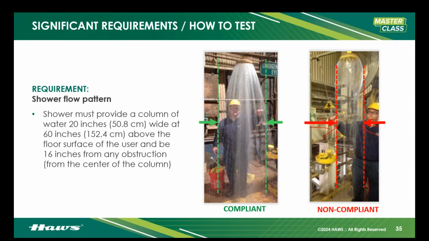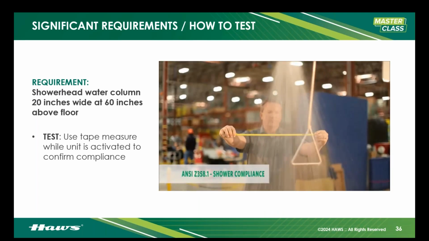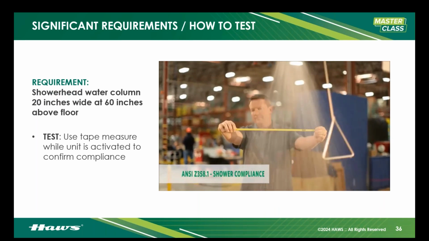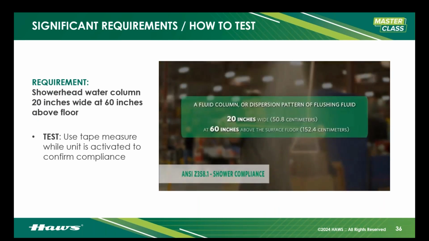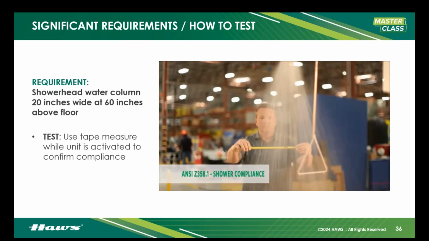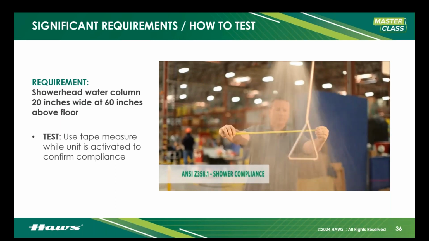Watch out, it's very sneaky, and it's a big issue that I hope is taken more seriously in the future. Also, the center of the column of water has to be clear of obstruction by 16 inches from the center, just to ensure that there's nothing obstructing the area you can easily walk into. Now the shower head. This is my buddy Bill. He's measuring across the flow pattern, ensuring it's meeting that 20 inches wide at 60 inches above the floor, just using a tape measure. That's all you're doing.